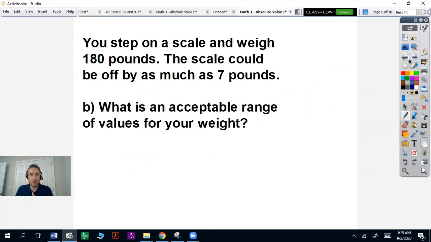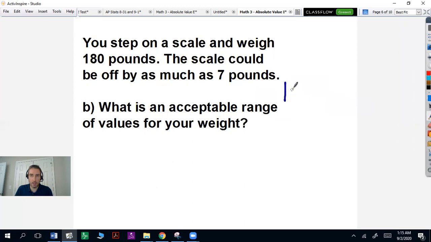Now, let's look at another part of it. It says, what is an acceptable range of weights, or range of values for your weight? Well, we already have the answer to the inequality, right? We got the absolute value of x minus 180, which is less than or equal to 7. Now, we can solve that to get the acceptable range of weights, but we don't really need to solve it because we're off by as much as 7 pounds.